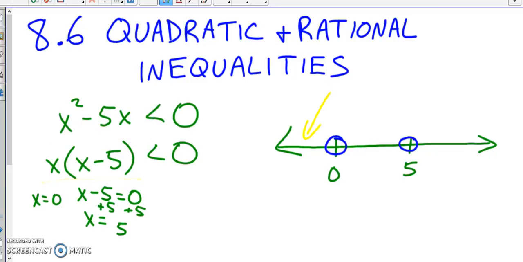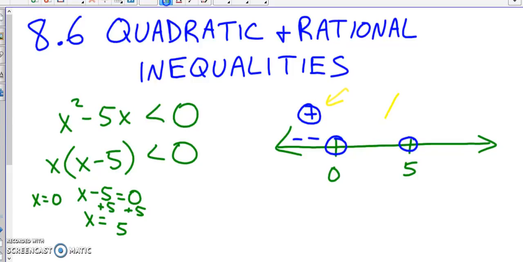So let's say -1. I plug it in: -1 squared is 1, minus 5 times -1 makes 6. And that's a positive number, so I'm going to put a positive right here. Or I can plug it into the factored form. If I plug in -1, x itself is -1, so that's negative. -1 minus 5 is -6, that's negative. And negative times negative is still positive. So either way you want to do that.